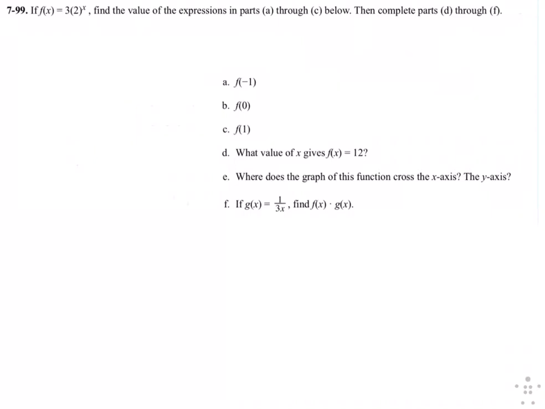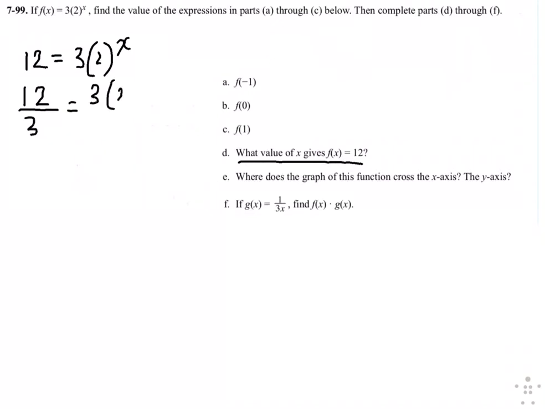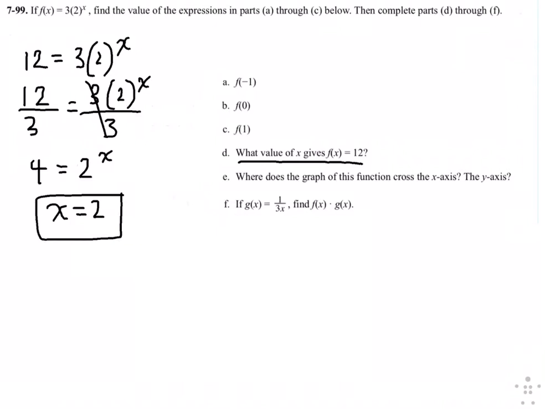And D is saying, what value of x gives f of x 12? So they're asking us, for f of x to be 12, what does x have to be, right? So 12, divide both sides by 3, right? 3 times 2 to the x over 3. This 3 cancels. So 4 equals 2 to the power of x. And we know that 2 to the power of 2 is 4, so therefore x equals 2. So x would be 2 for this one.